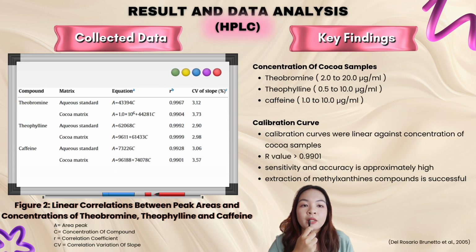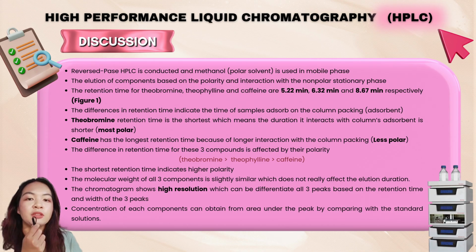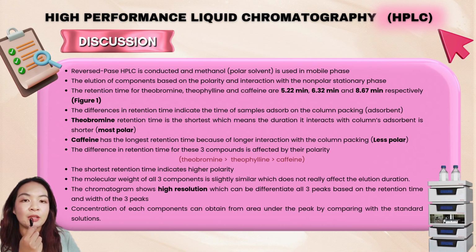Based on figure 2, the data from the linear correlations between peak areas and the concentrations of theobromine, theophylline, and caffeine was plotted in a graph, and the calibration curves are linear. The correlation coefficient is more than 0.9901, which indicates high accuracy, and the extraction of the components from the samples was complete. Differences in the retention time indicate the time the samples were adsorbed on the column packing, which is the adsorbent.